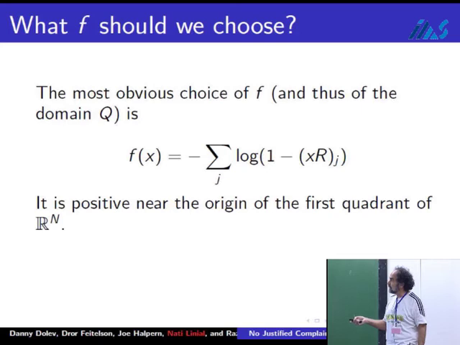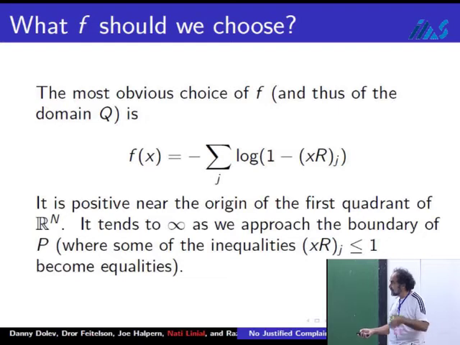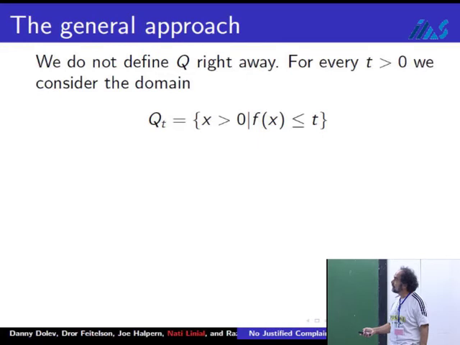What about what happens to this function? You remember that this expression had to be non-negative. So when I sum minus the logs, this is a positive function. It vanishes near the origin of the quadrant, and it goes to infinity as I approach the boundary of P. So this is the f that I'm going to work with.